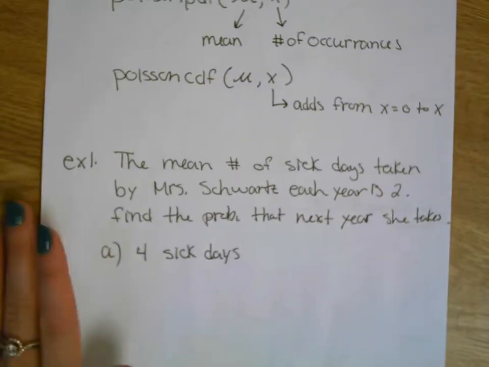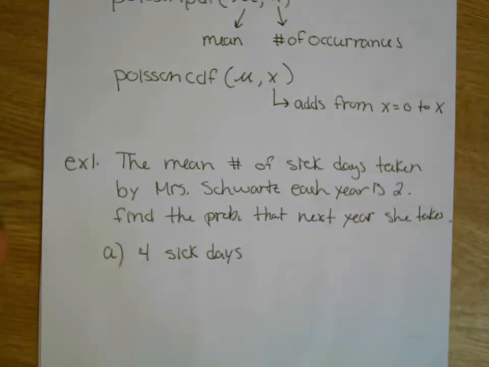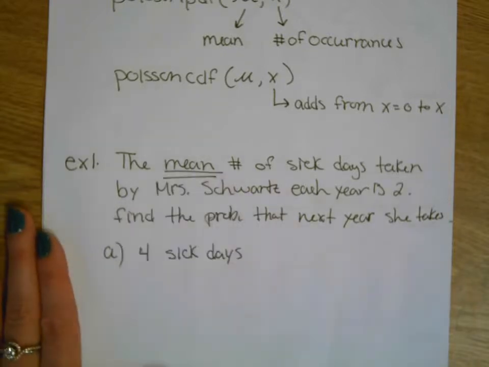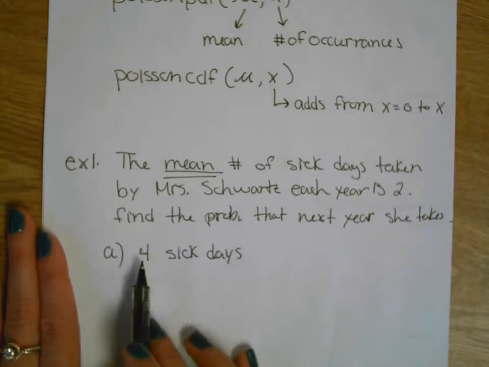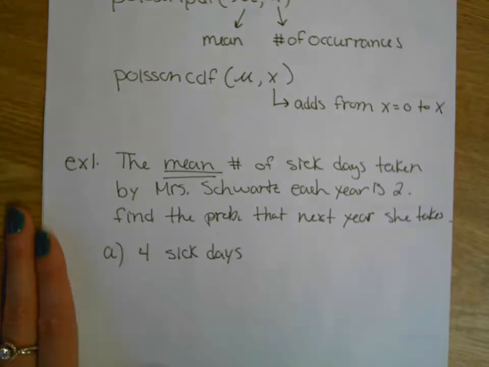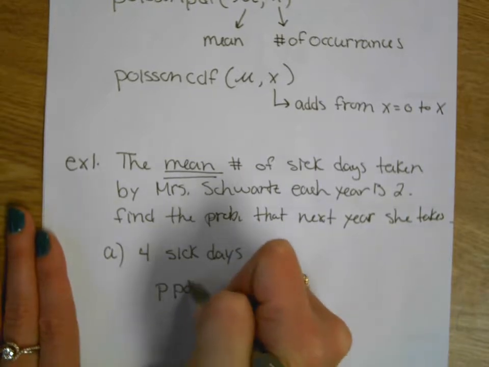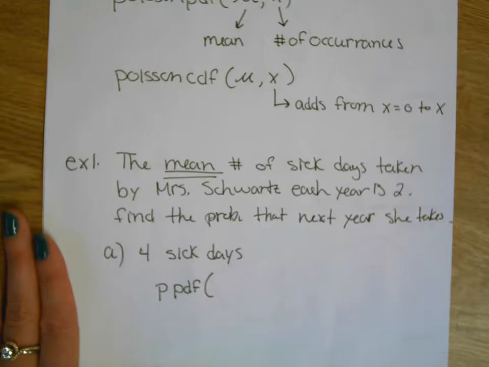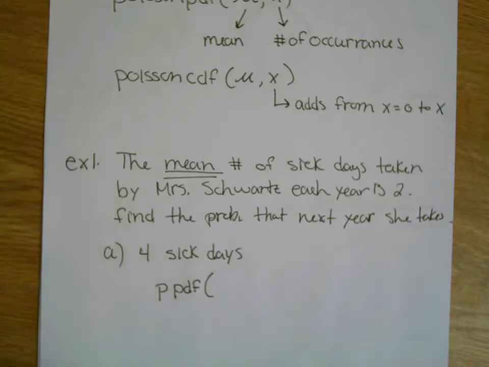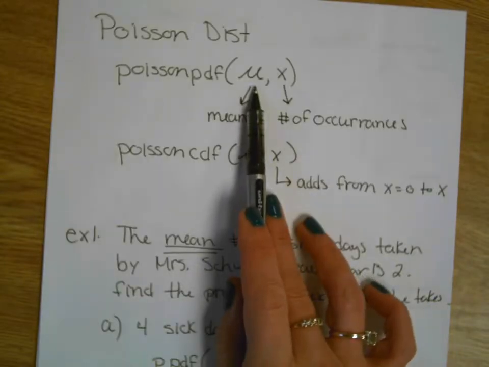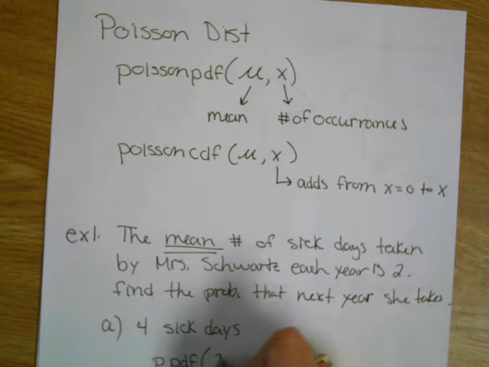So first of all, which distribution is this? Poisson, because mean is given. Now, I only want this one probability, so should I be using the Poisson PDF or the Poisson CDF? PDF. So we're just going to write P for Poisson, and then PDF. This is what I want on the test also. And if you look, you've got to feed it 2 values. The one right here. What's the normal mean for me? 2. And how many are we looking to have happen next year?